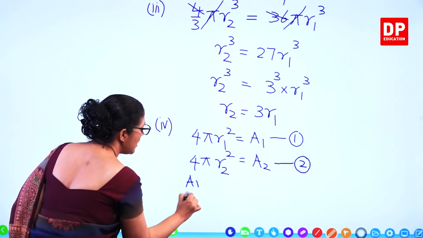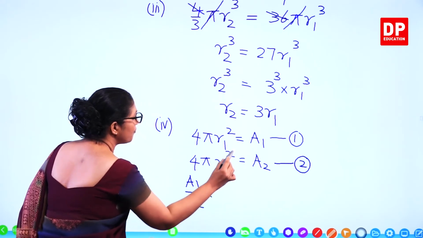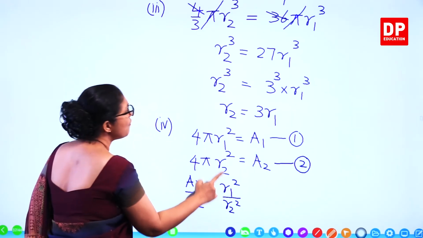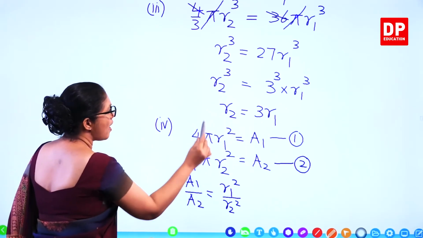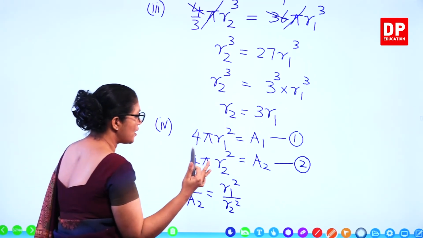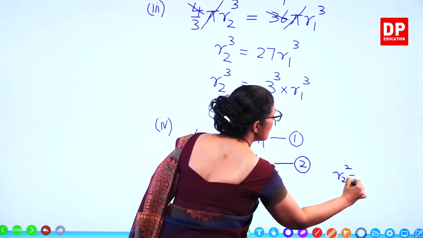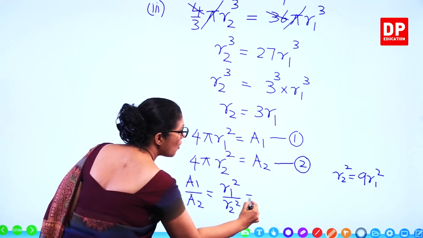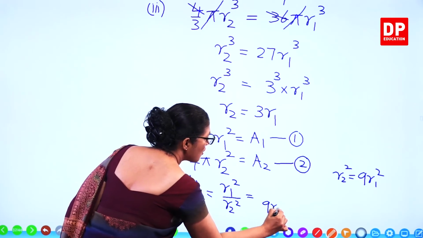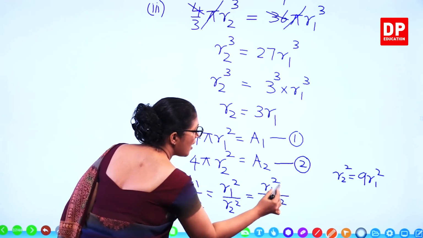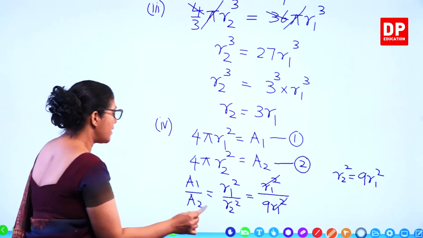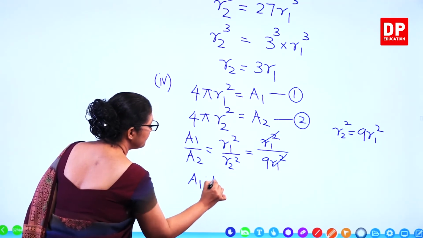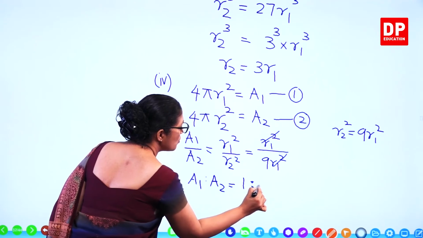So we'll divide A1 by A2. So 4 pi gets cancelled out. You get R1 squared over R2 squared. But we found out the relationship, R2 equals 3R1. So when you square it, what happens? R2 squared is equal to, square this one, 9R1 squared. So I can write 9R1 squared instead of R2 squared here. R1 squared gets cancelled out. So what's the ratio between A1 to A2? 1 to 9. 1 to 9 ratio.